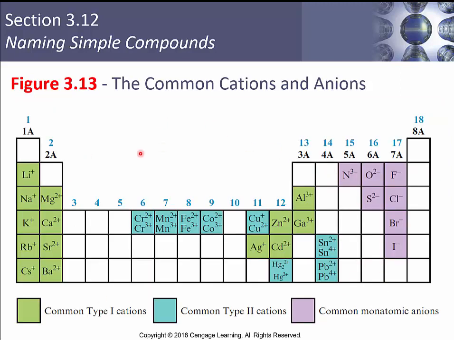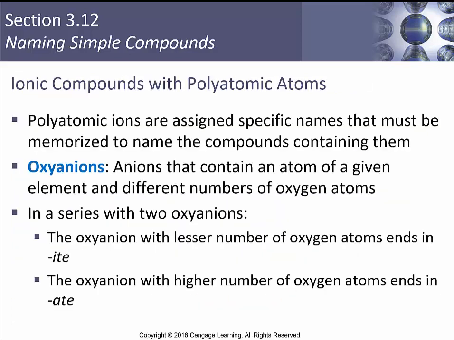So our table of common cations and anions, here's another version of that. Notice that these guys are the type 1s. Our common monatomic anions are over here on the right. And then we've got some nice variability going on with all of our d-block elements and some of these guys in here. And more than one atom going around as a group and behaving as what we call a polyatomic ion. So polyatomic ions just mean it's got more than one atom acting like an ion.